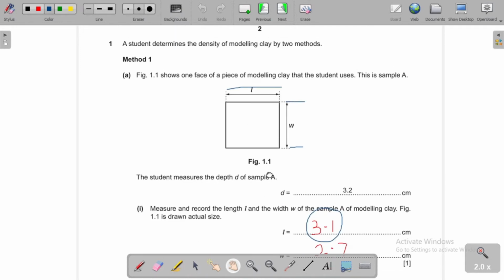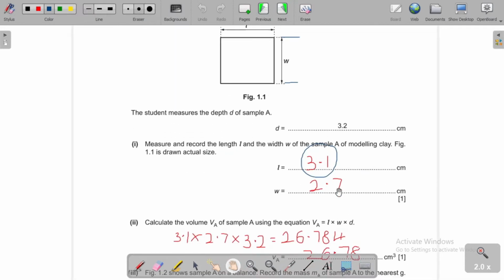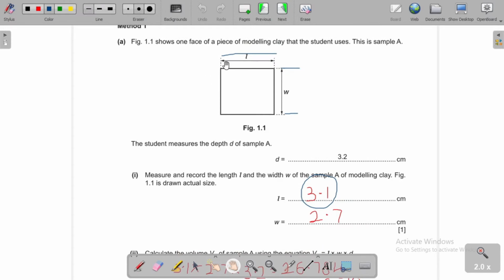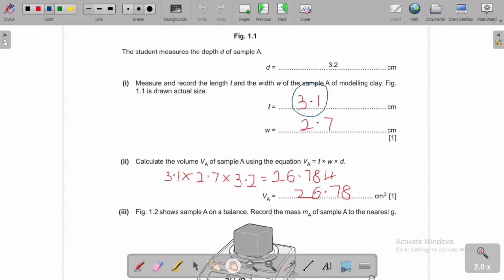So if you look at this figure, I have measured it. I got L to be 3.1 cm and W to be 2.7 cm. This is a very simple thing. All you need to do is place your ruler across and get the measurement. You are given centimeters, so you should leave your measurement in centimeters.